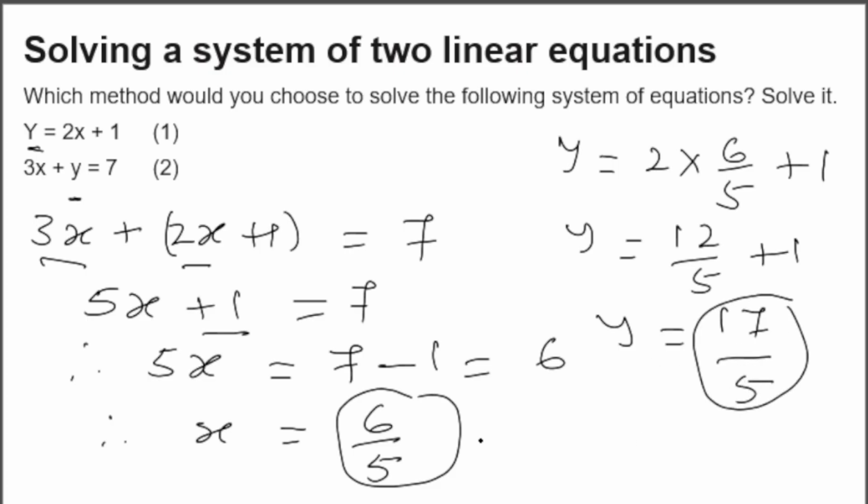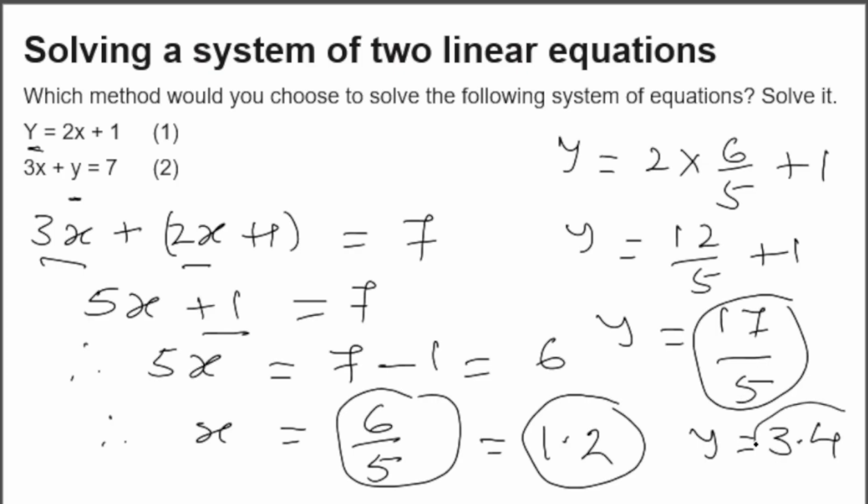And if you want to change it into decimal, x can be written as 1.2, and y is 17 upon 5: 5 threes are 15 and 5 fours are 20, so 3.4. So this is the value of x in decimal system and this is in fractions. And in the same way, this is the value of y in fraction and this is in decimal system.